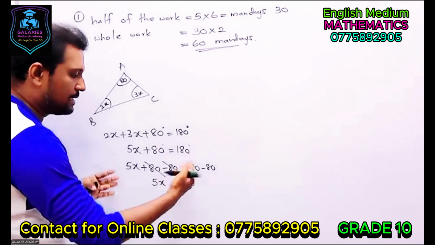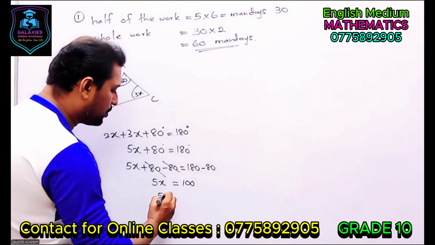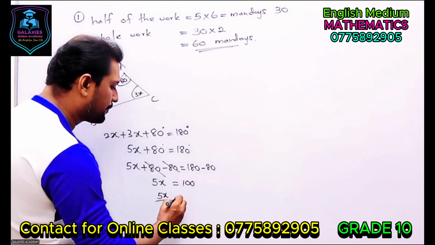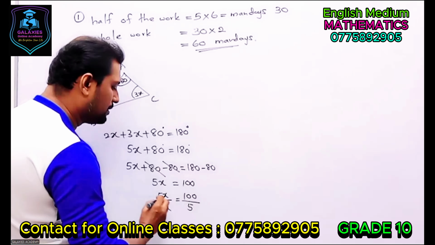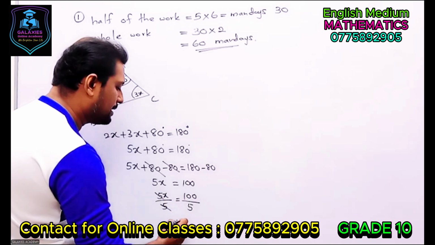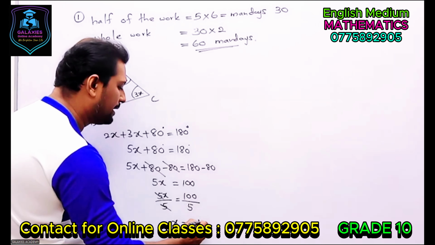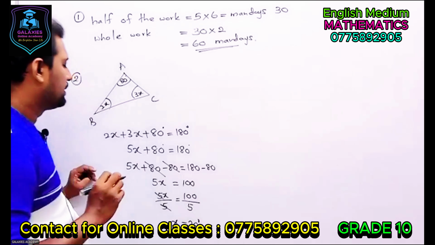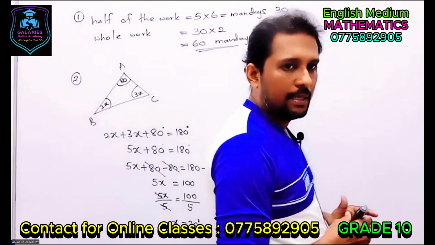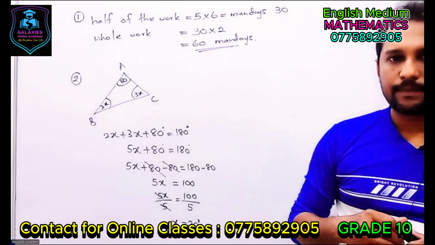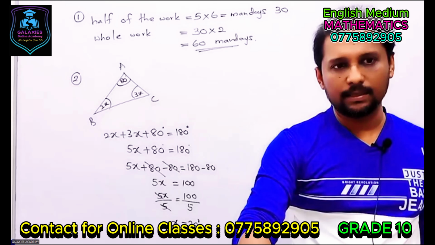Now we have to find the value of x. If 5x is 100, now both sides you can divide by 5. So 5 and 5 cancel. X equal 20 degrees. Right? So what is the answer for the second question? X equal 20 degrees. It is the second question answer of this paper.